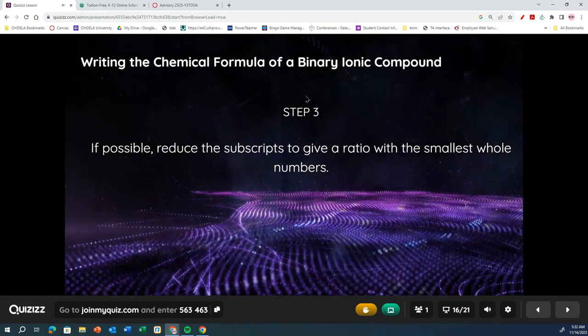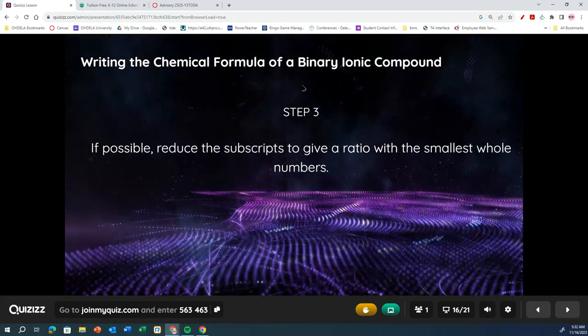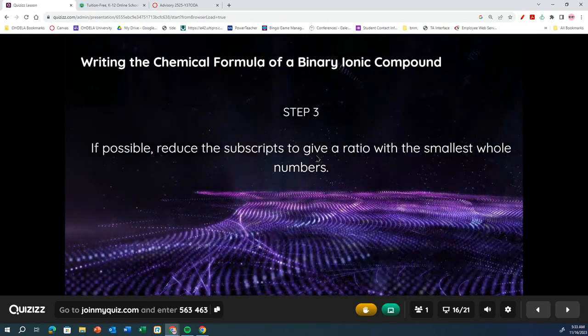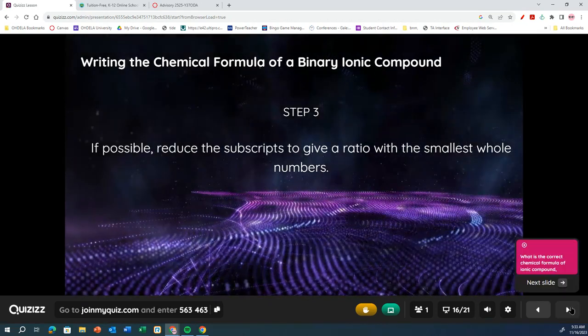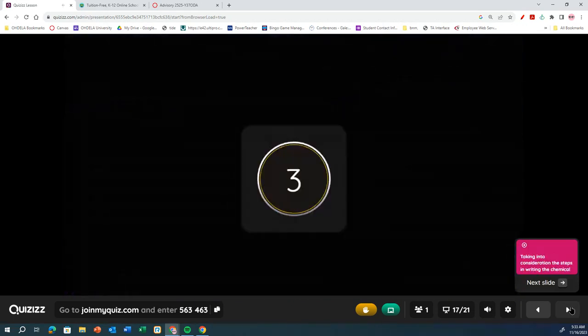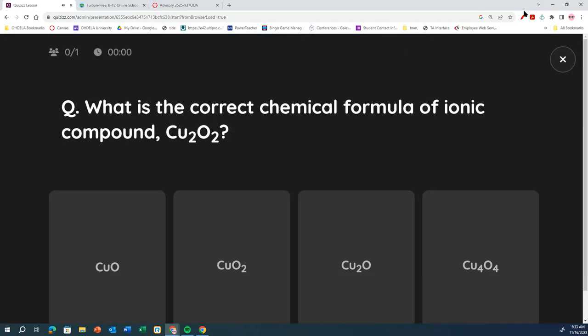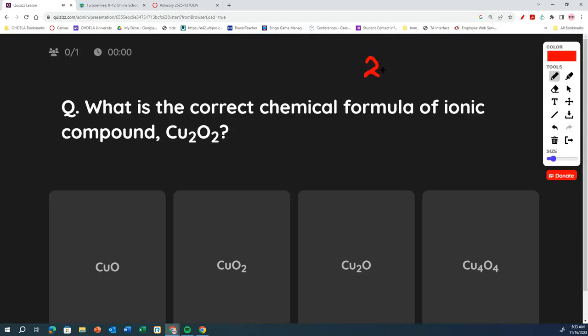Writing the chemical formula of the binary ionic compound. Step 3, if possible, reduce the subscripts to give the ratio the smallest whole numbers, so it's reducing a ratio. Looking at this, it says 2 and 2, so a ratio of 2 copper to 2 oxygen can be reduced to 1 to 1, dividing each by 2. So copper oxide is CuO.